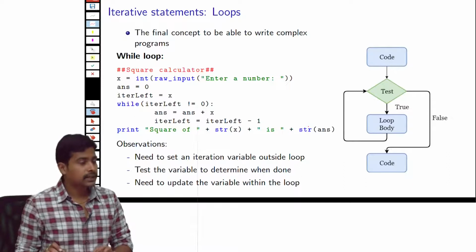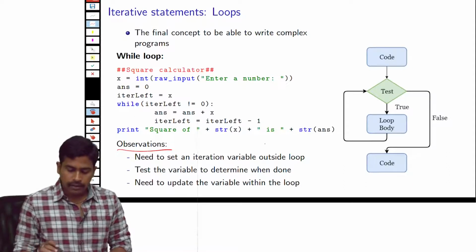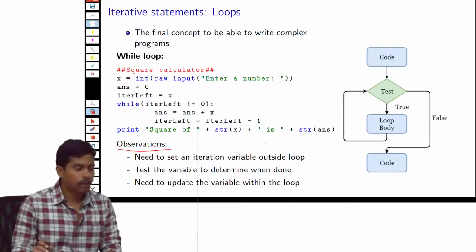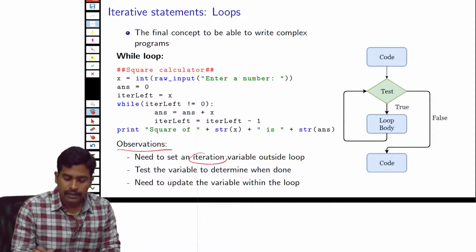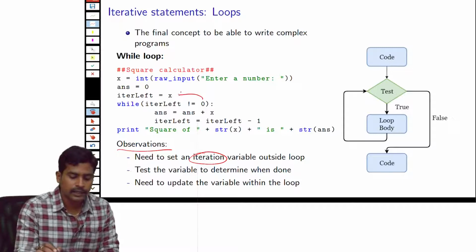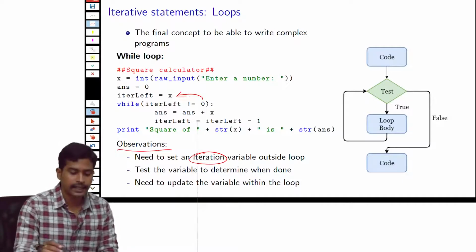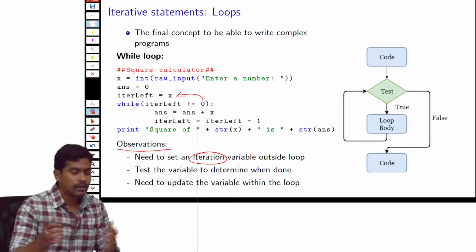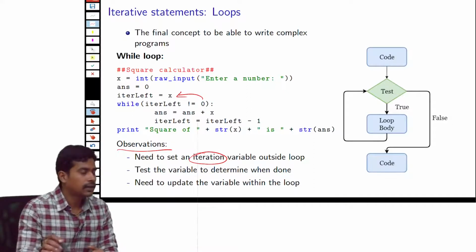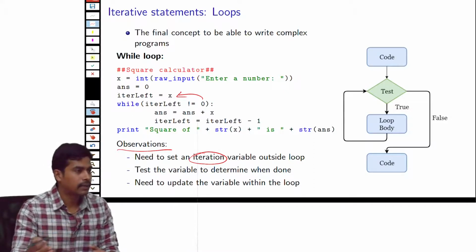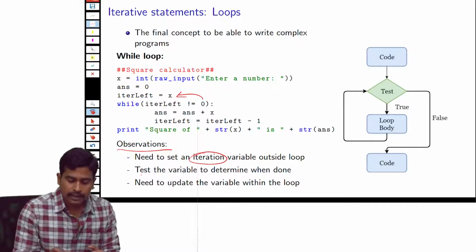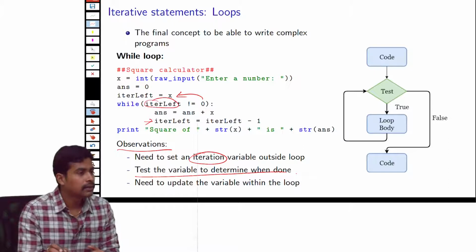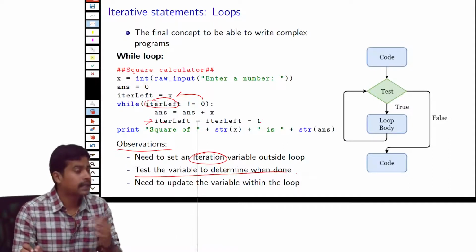These are the observations I want you to make at this point. For an iteration to work, you always have to set the number of iterations outside the while loop. You cannot set this variable inside. In order for this to work, it should already have been declared before the while loop. Another thing is the test variable should be decremented. Here this is the test variable, we are testing the while loop based on this variable, and this should be decremented inside the while loop.